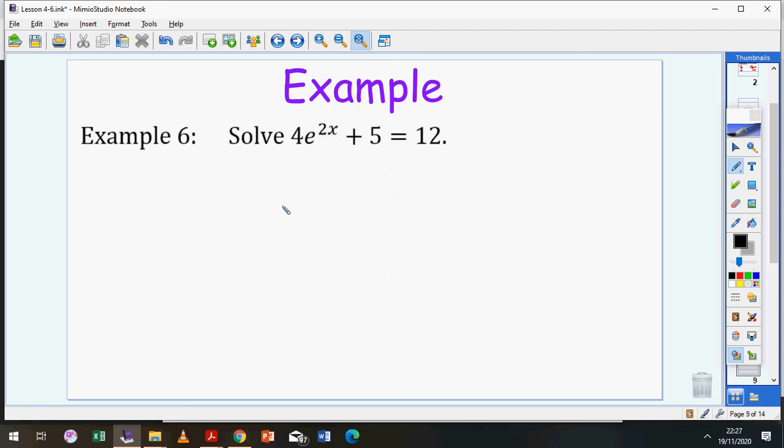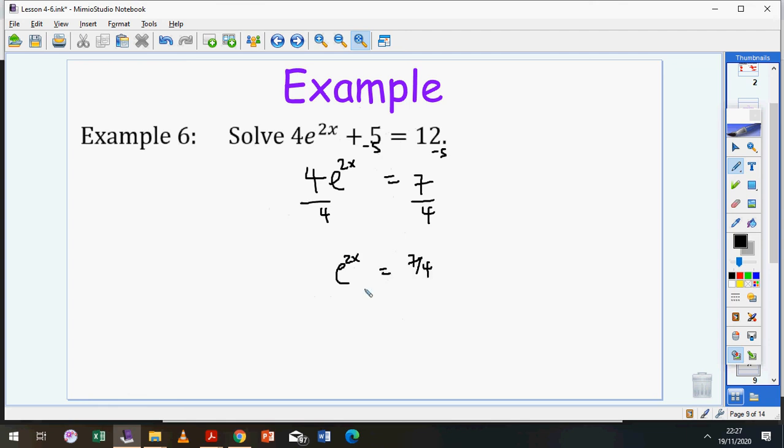Have another one here. 4e to the 2x plus 5 is equal to 12. So again, I'm trying to isolate this term 4e to the 2x. And I'm going to do that by subtracting 5, so that's equal to 7, right? After equating that to 7, I'm going to divide by 4 on both sides. I have e to the 2x is equal to 7 out of 4.